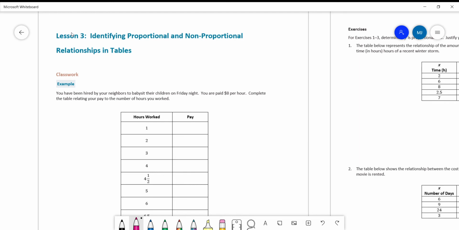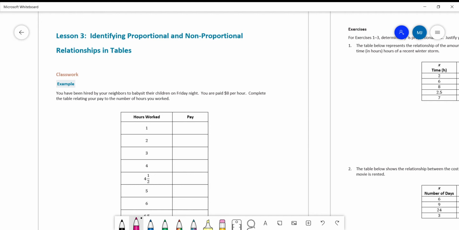Hey guys, welcome to lesson 3, identifying proportional and non-proportional relationships in tables. So today we're going to be looking at a lot of different tables and figuring out if they're proportional, how we tell if they're proportional, and if they're not proportional.